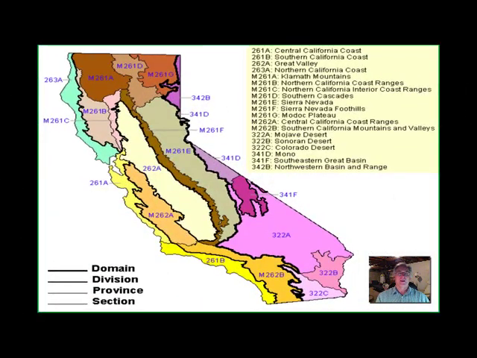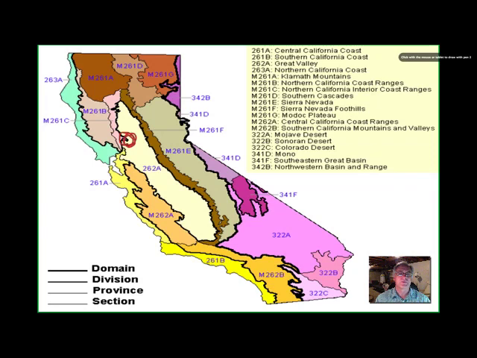Now here's a look at a map that outlines all the ecosystems in California. And it's interesting to note, if we're looking at Woodland, California in particular, we're looking at an area somewhere right about here.